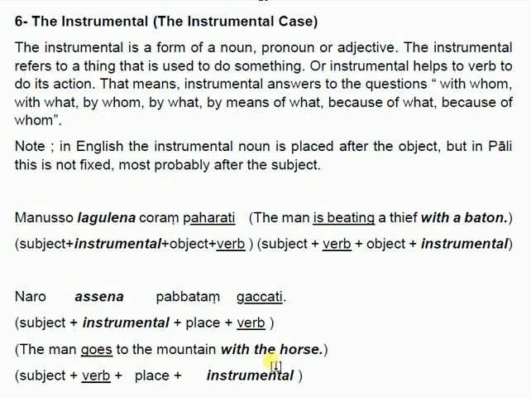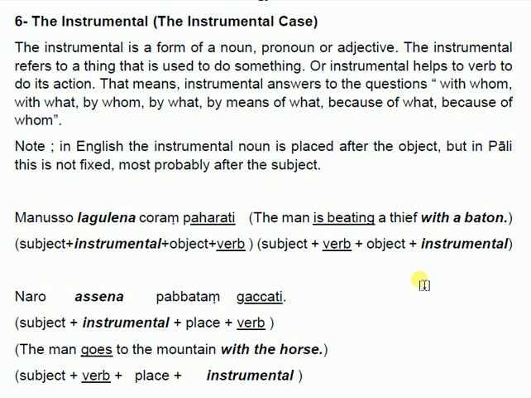The horse is helping. So if we ask a question this way: the man is going to the mountain with the help of whom? With the help of whom? The answer is with the help of the horse. You can understand this sentence order more when you do examples. Let's go to the example exercise.